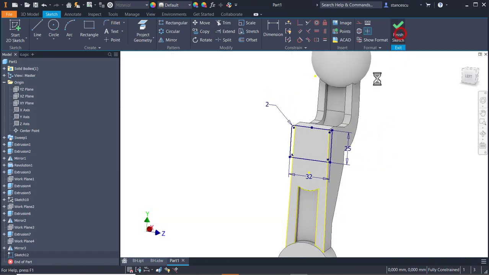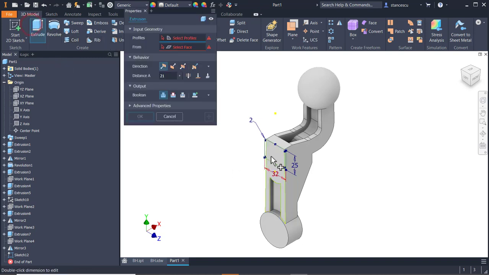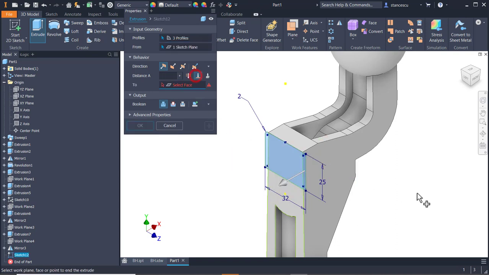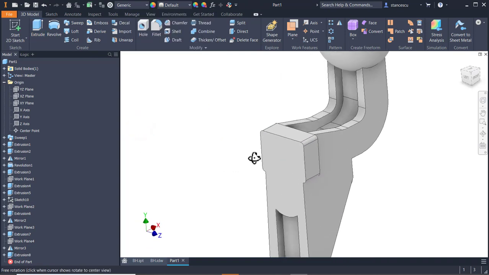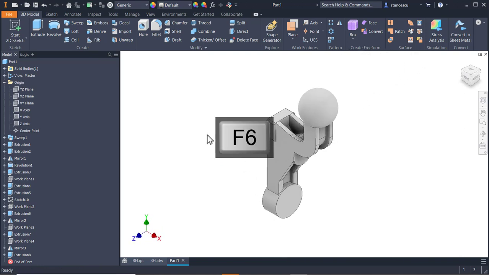Good. Finish sketch, extrude. This whole rectangle to this face, but join, not cut. Okay. Good.